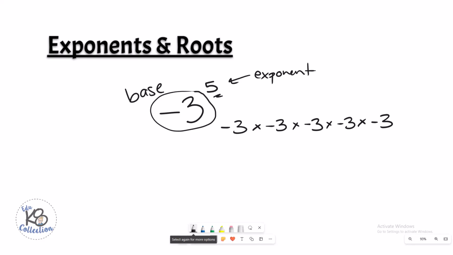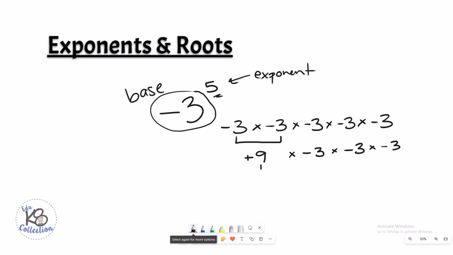Starting from the left, I'm going to go negative 3 times negative 3. Now we need to remember our negative property. When I am multiplying two negative numbers, the answer is positive. So negative 3 times negative 3 is positive 9. And now I'm going to bring down the rest of the 3's and continue from the left.